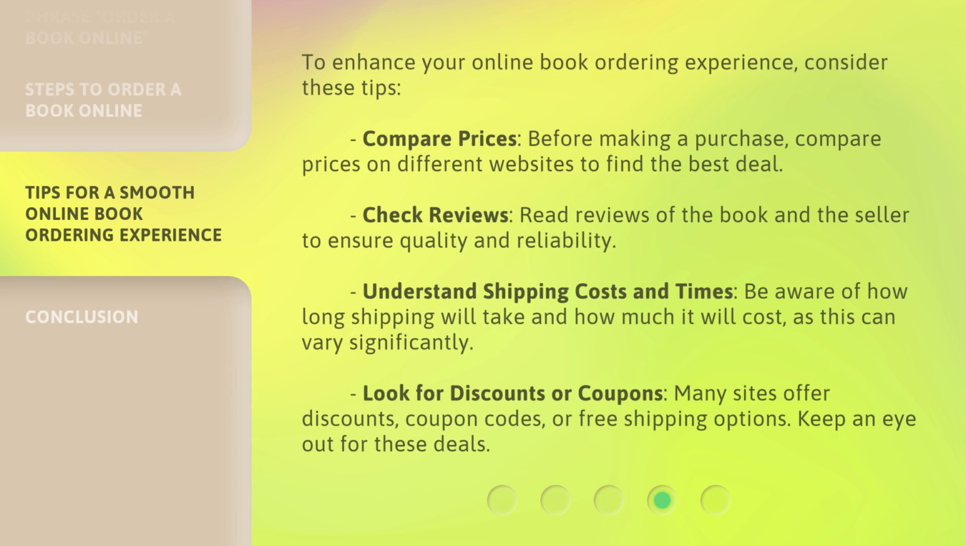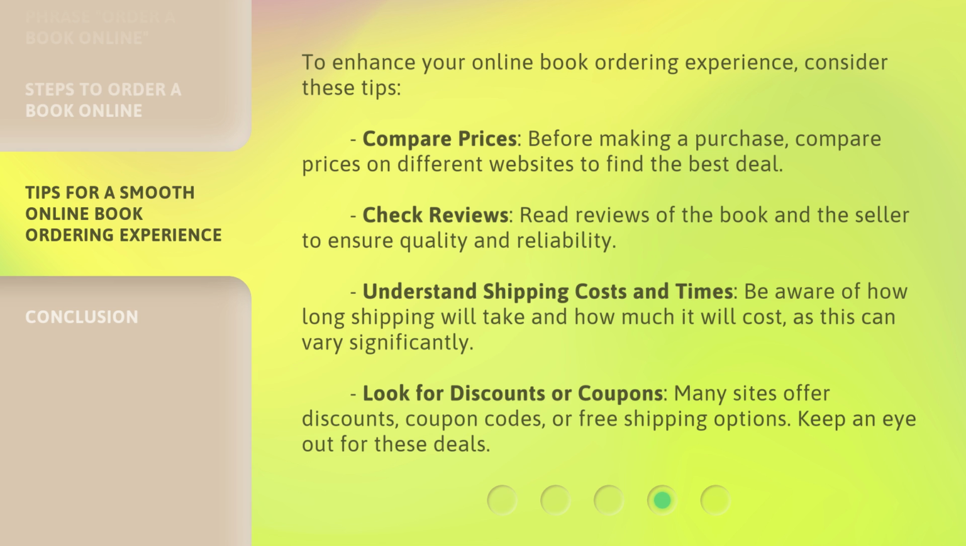To enhance your online book ordering experience, consider these tips. Compare prices. Before making a purchase, compare prices on different websites to find the best deal. Check reviews. Read reviews of the book and the seller to ensure quality and reliability. Understand shipping costs and times. Be aware of how long shipping will take and how much it will cost, as this can vary significantly.